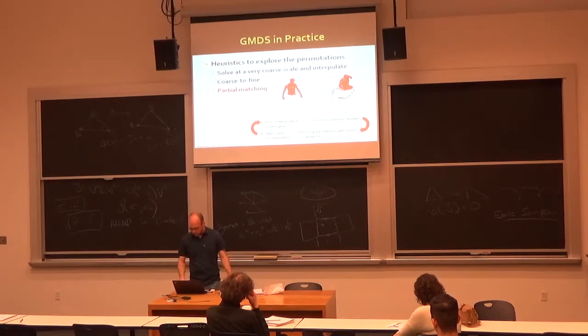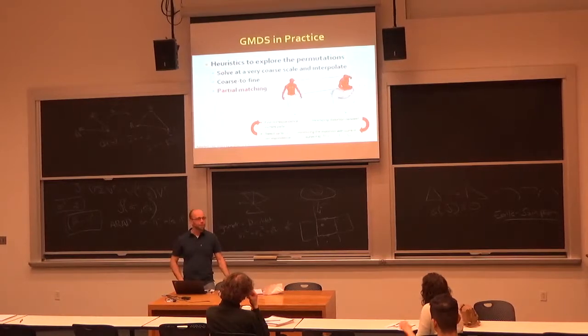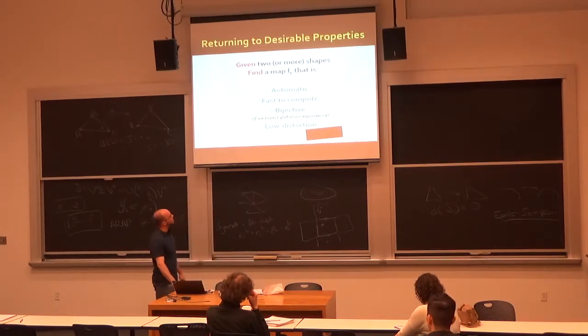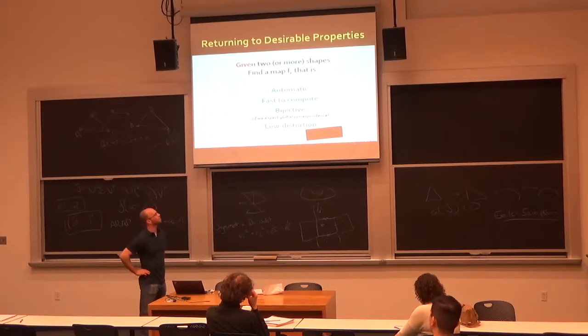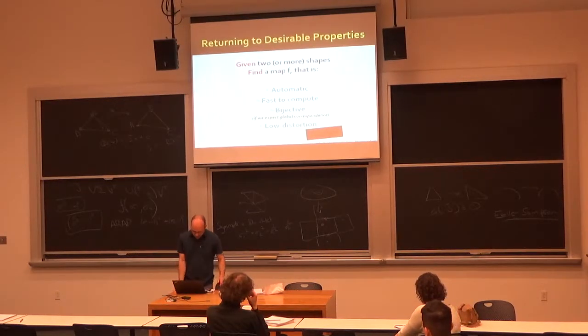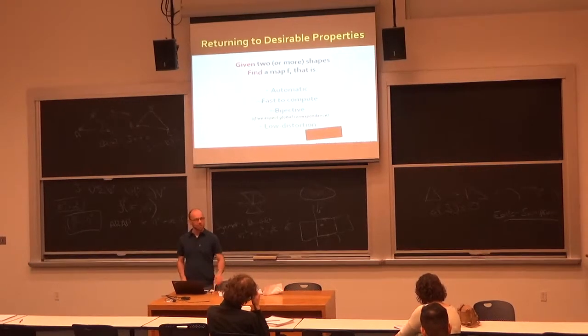So returning to our kind of list of different properties we might want a mapping technique to have, well, let's take a look, right? So it is automatic, right? I mean, at least if you incorporate some of these heuristics, you can essentially give it two surfaces and it'll extract some notion of a mapping. But these algorithms are certainly not fast, right? They require querying geodesic distances a bunch of times. We haven't really argued that your maps are bijective in any sense. But they are somehow low distortion, right? I mean, their job in life is to minimize this one particular metric distortion.